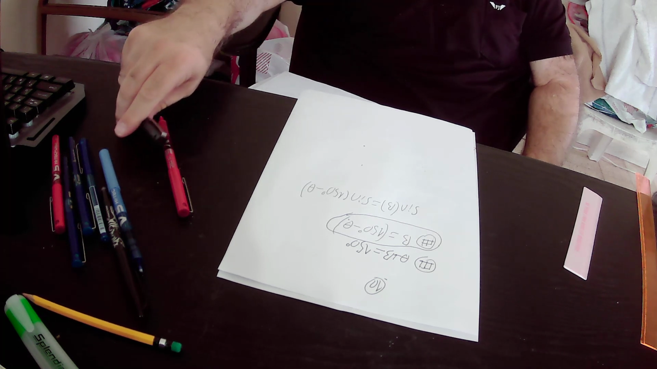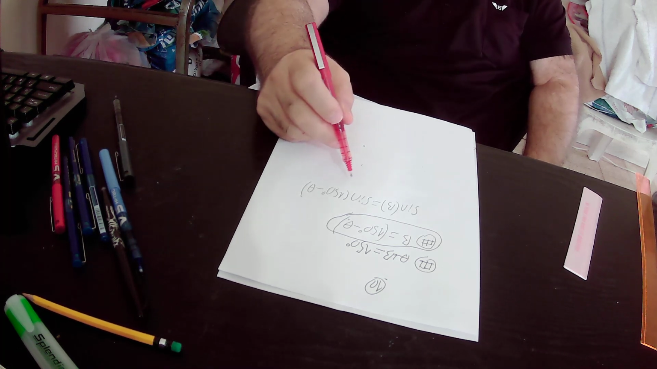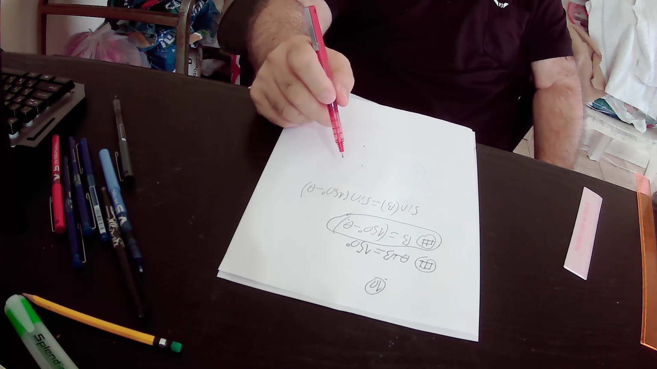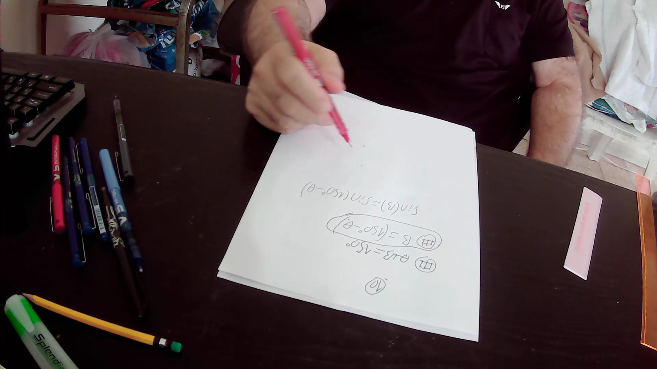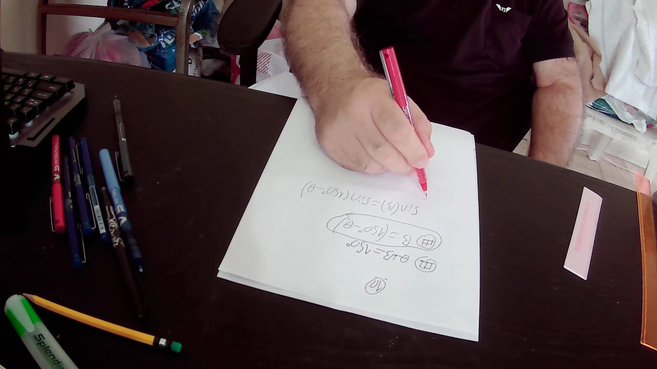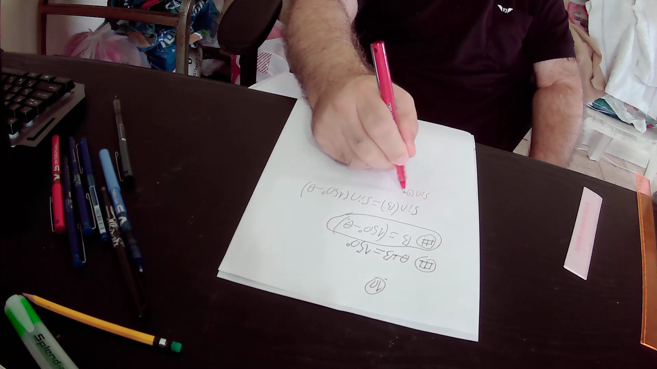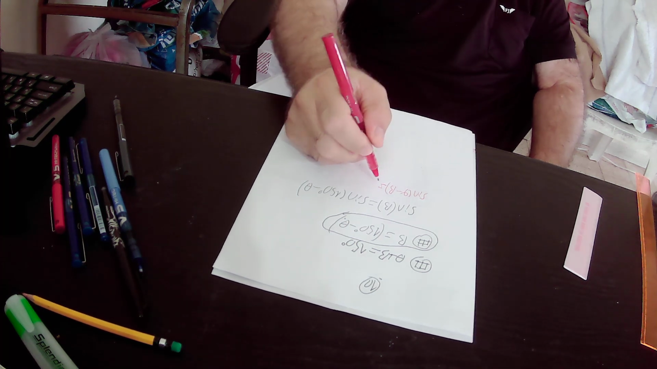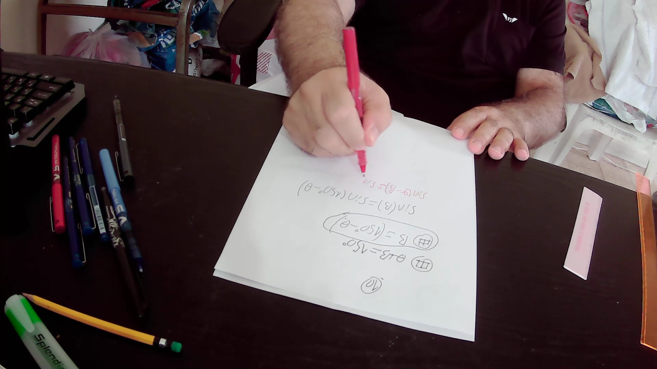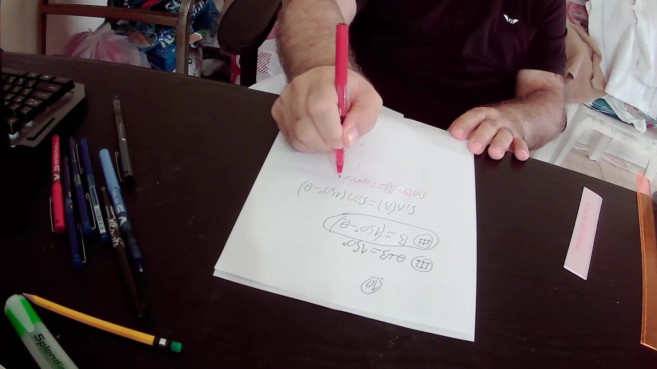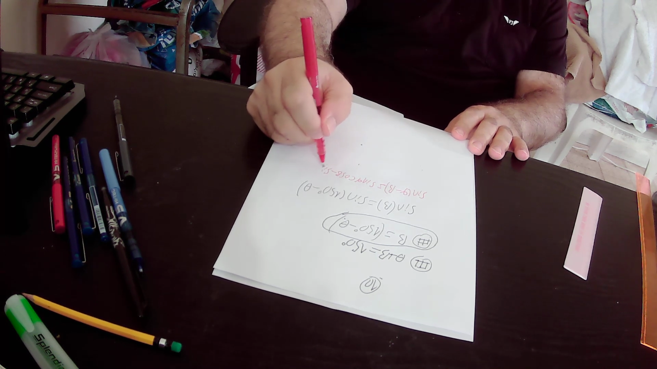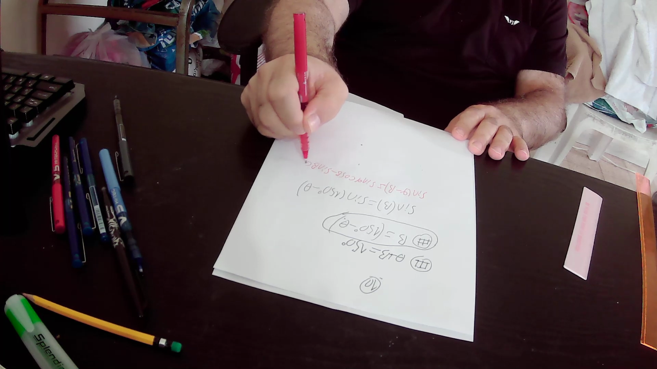So actually, in order to find the value of sine of 150 degrees minus theta, we will use the second trigonometric identity that states that the value of sine of alpha minus beta is actually sine alpha cosine beta minus sine beta cosine alpha.